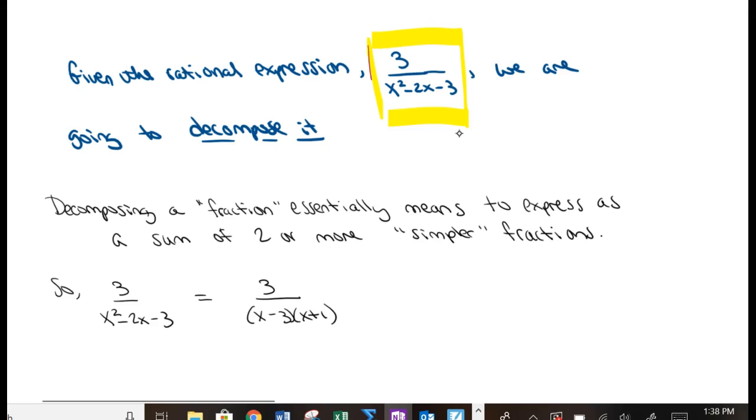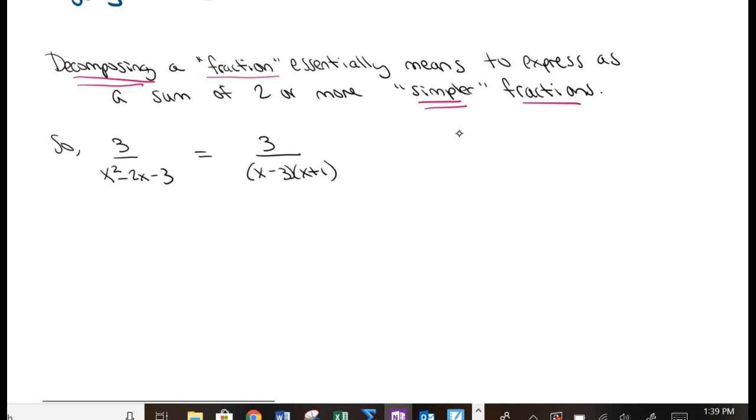So here I'm starting with a rational expression. And when we decompose it, decomposing, and look what I did here, I just called it a fraction because essentially a rational expression is a fraction of sorts, a fraction of functions of x perhaps. When you decompose a fraction, what that means is breaking up the fraction and expressing it as a sum of two or more simpler fractions. And we're going to talk about what simpler fractions means in a second here. So let's just get through the exercise of decomposing.